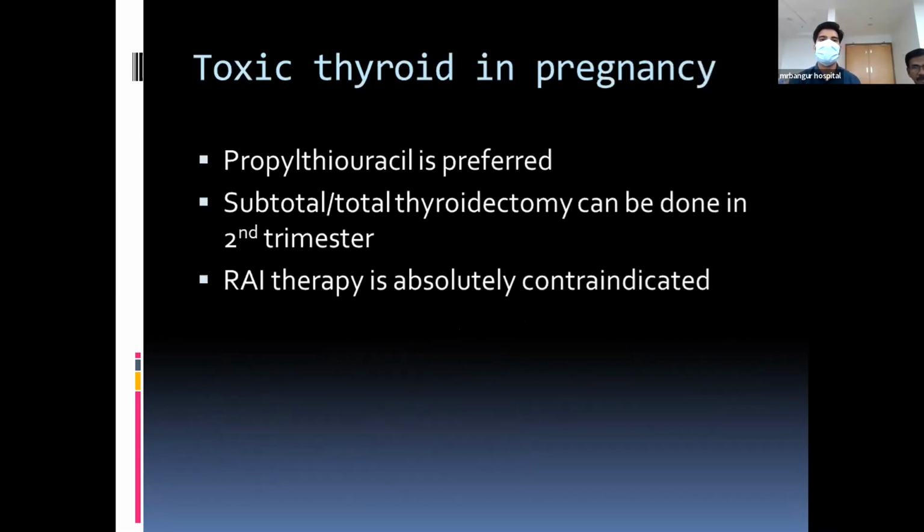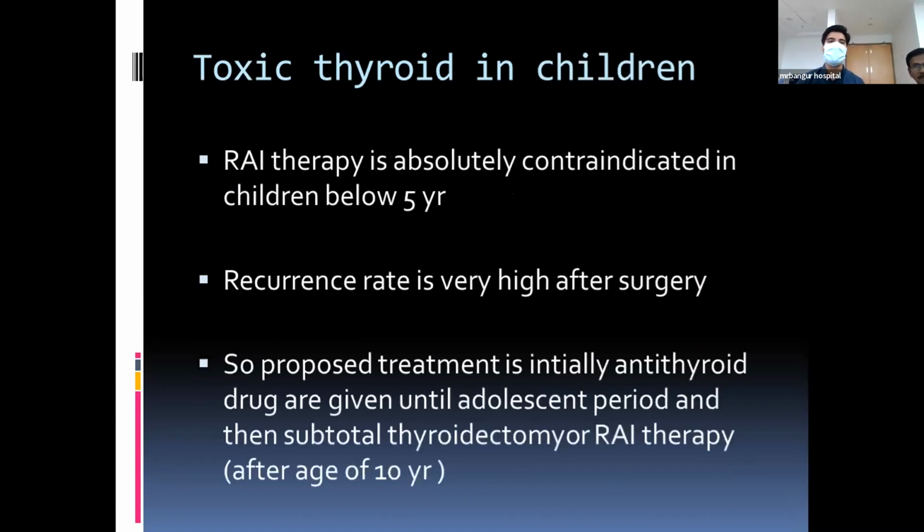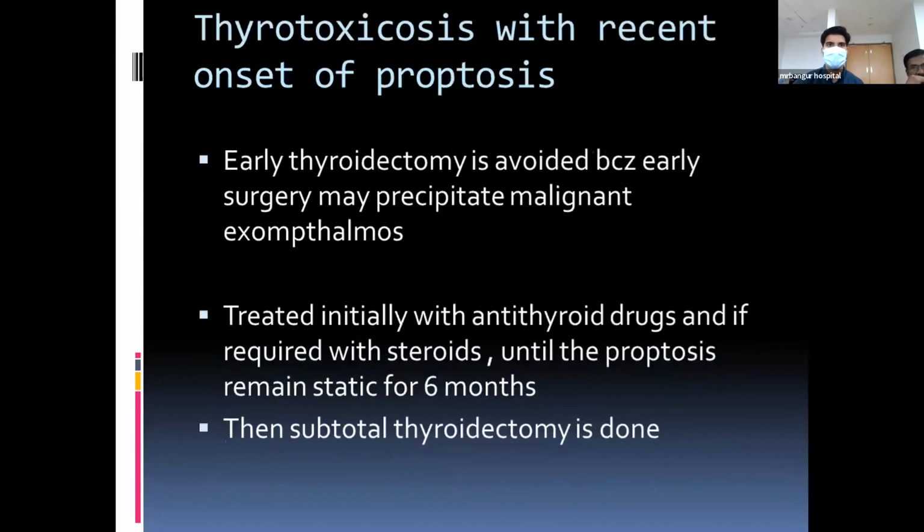Now, toxic thyroid in pregnancy. Among anti-thyroid drugs, propylthiouracil is preferred. Subtotal or total thyroidectomy can be done in the 2nd trimester, but radioactive iodine therapy is absolutely contraindicated. Toxic thyroid in children. Radioactive iodine therapy is absolutely contraindicated in children below 5 years, but the recurrence rate is very high after surgery. So, the proposed treatment is initially anti-thyroid drug given until the adolescent period, and then subtotal thyroidectomy or radioactive iodine therapy after the age of 10 years.